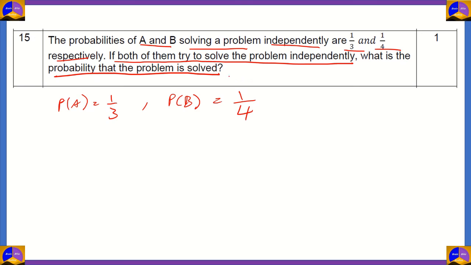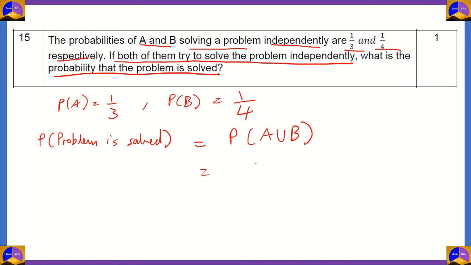Now, we need to find out the probability that the problem is solved. So that means when a problem gets solved, then both the efforts of A and B are added together. So P of problem is solved can be written down as P of A union B. Both the efforts contribute in solving the problem. P of A union B can be written down using the formula P of A plus P of B minus P of A intersection B. So we need to find P of A intersection B.